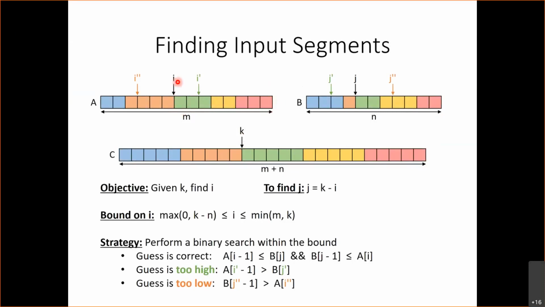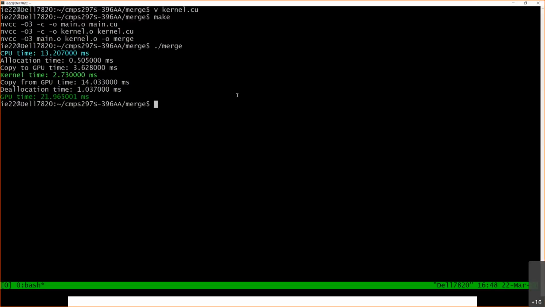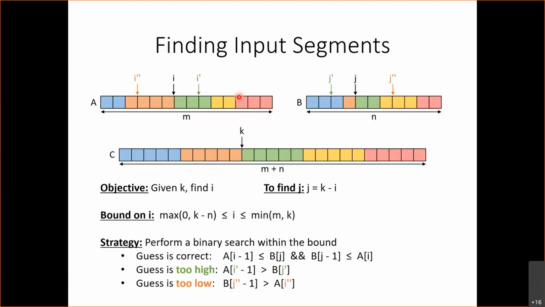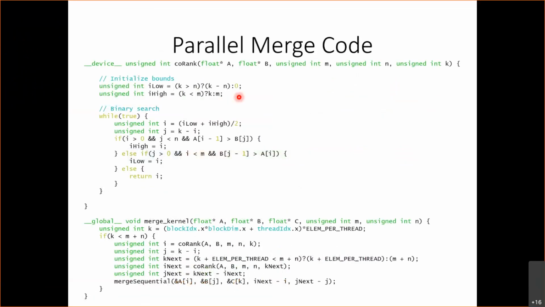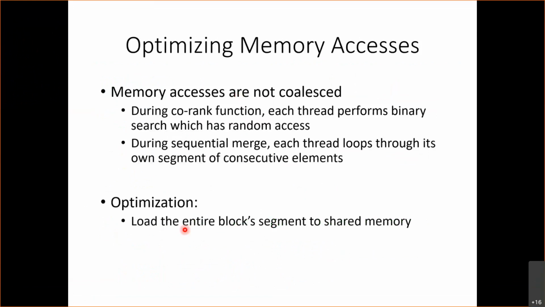Even after I finish my binary search, which has random access, my accesses are not coalesced because the threads are looping through different places in my input. One optimization we can do is find the segment for the entire thread block. We load the entire block segment to shared memory, and this way the loads from global memory are coalesced.